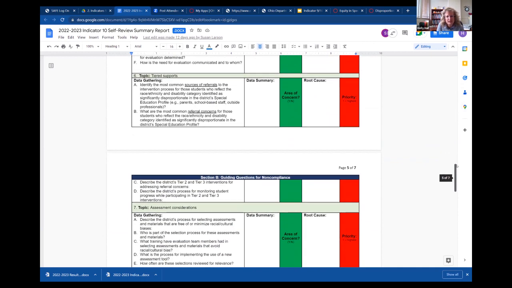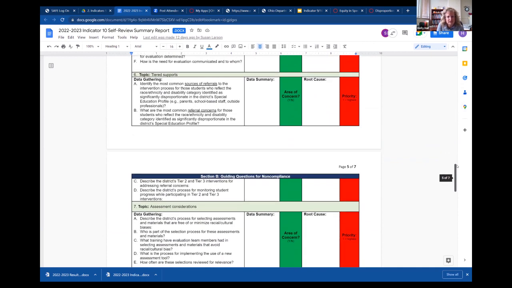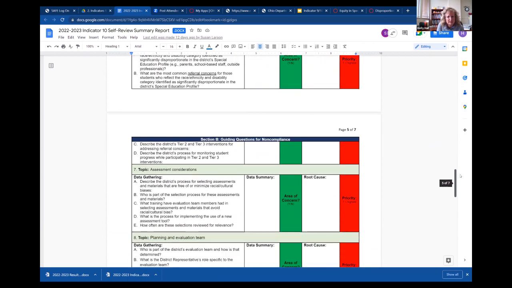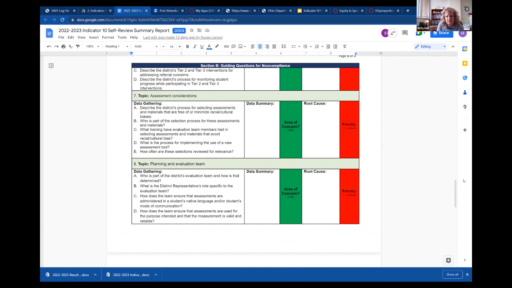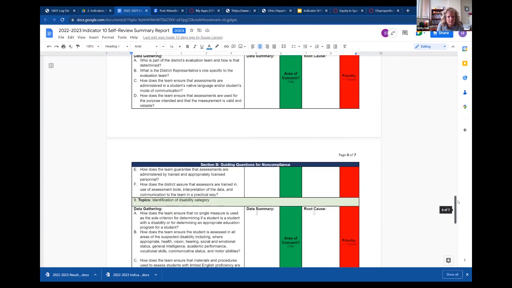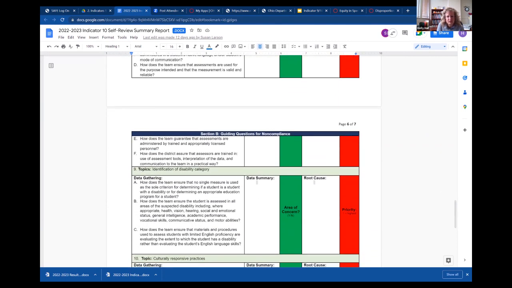Tiered supports are item 6, so thinking about those systems that you have in place. Item 7 is all things related to assessment and those considerations as you're selecting assessments, and then your planning and evaluation team is number 8. Number 9, we start getting into specifics of disability categories and the selection of those.